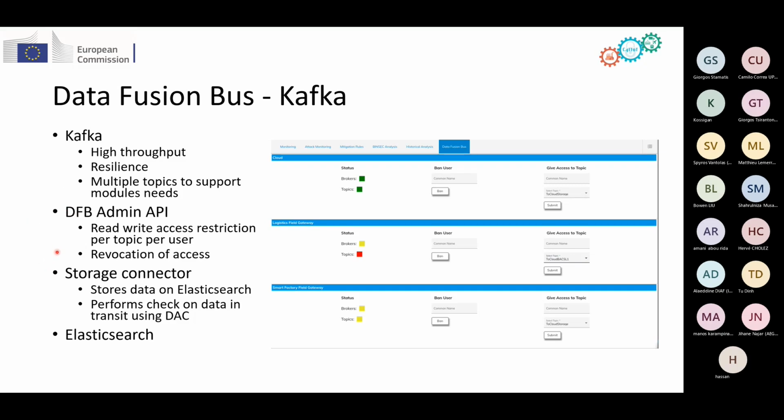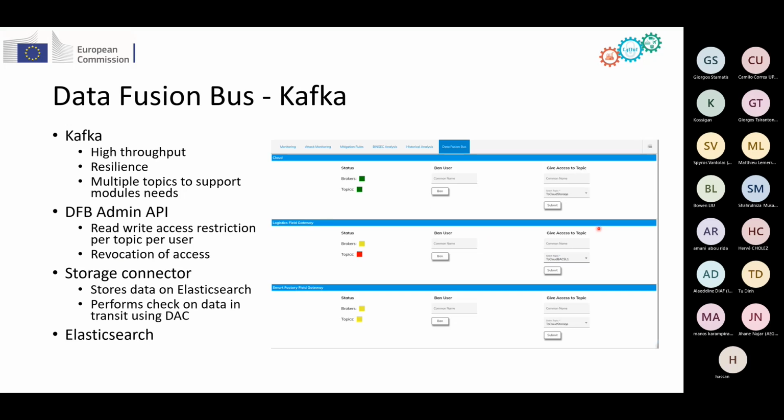Now, the extra part that we have here is the Data Fusion Bus Admin API, which exposes a REST API to be used by the AVT. And the user through it can give read and write access restrictions per topic per user. The user here is again identified by the certificate, so the common name on the certificate, and can also revoke the access that has been given previously to some of these users.